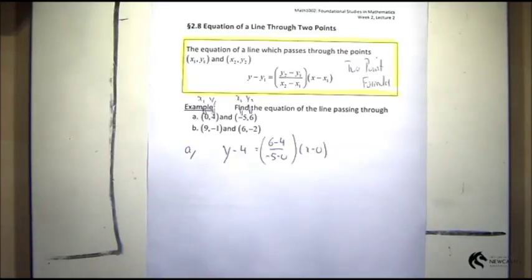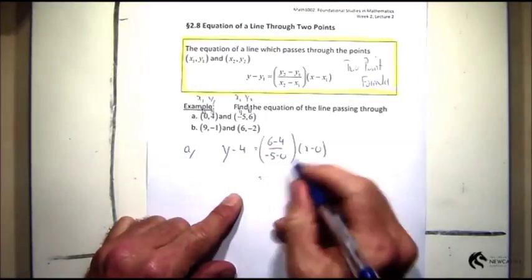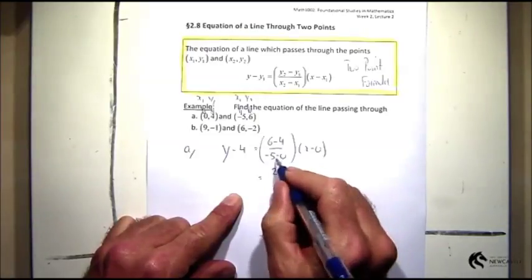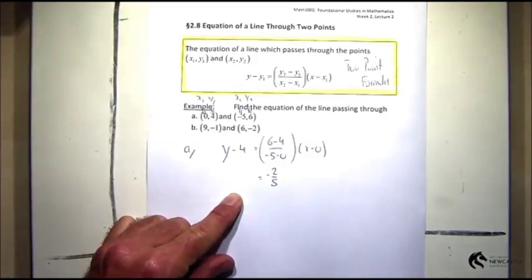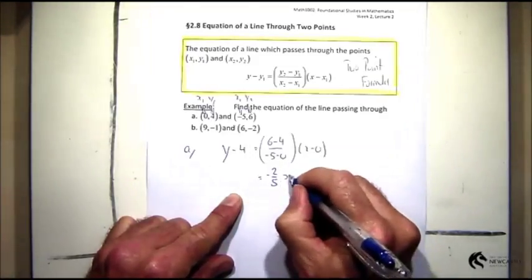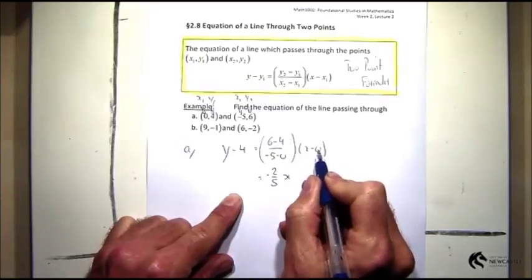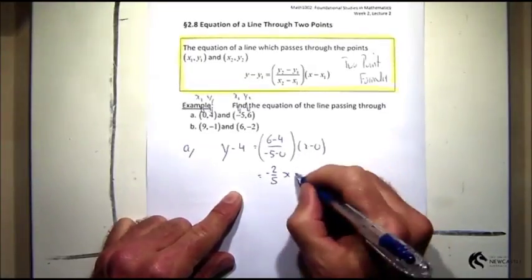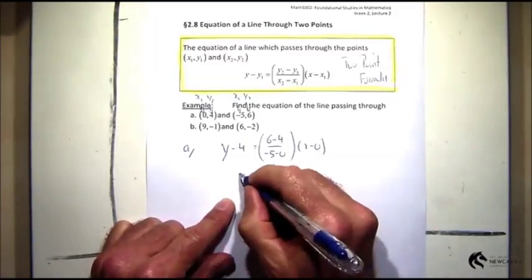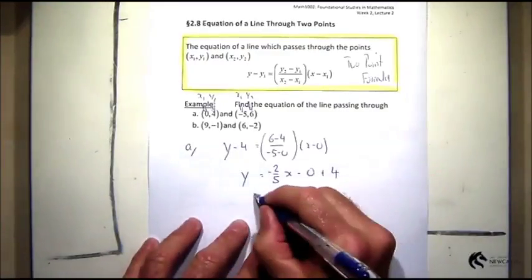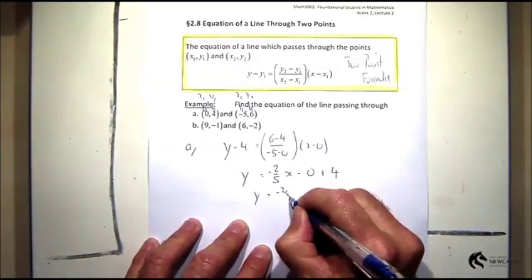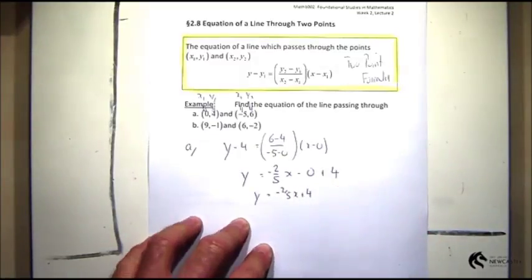Okay. So here we go. 6 minus 4 is 2. Minus 5 minus 0 is minus 5. So I have minus 2/5. And on that side I've got minus 2/5 x, and minus 2/5 times 0 is just 0, so I might put that here, minus 0. And on this side I've got y, and then I'm going to add the 4 there. And so I end up with y is equal to minus 2/5 x plus 4 is the equation of the line that I get.